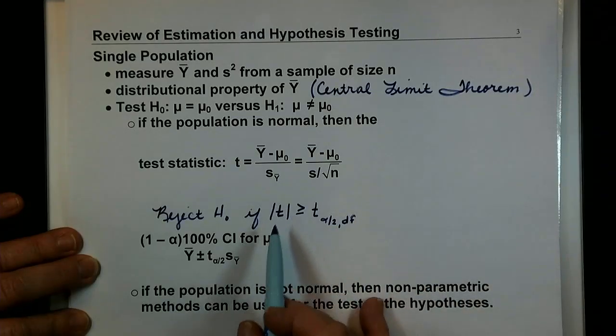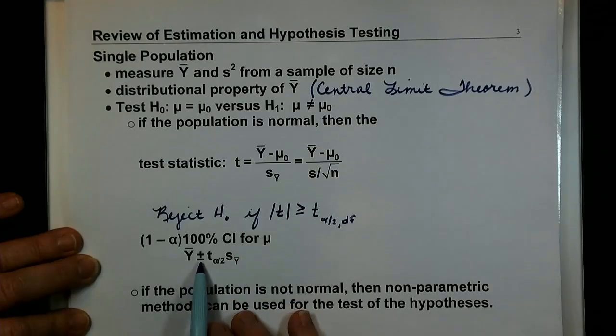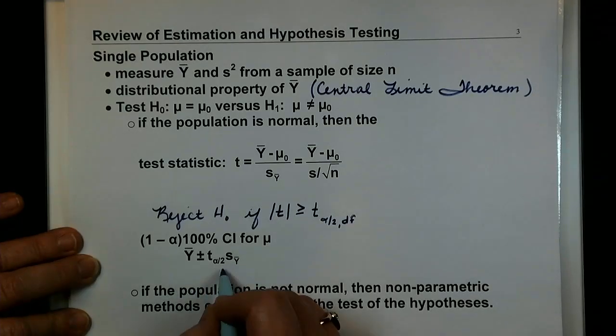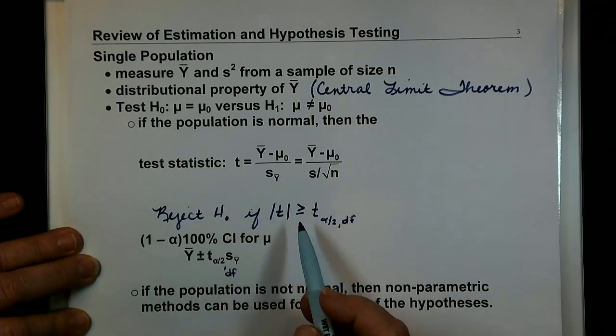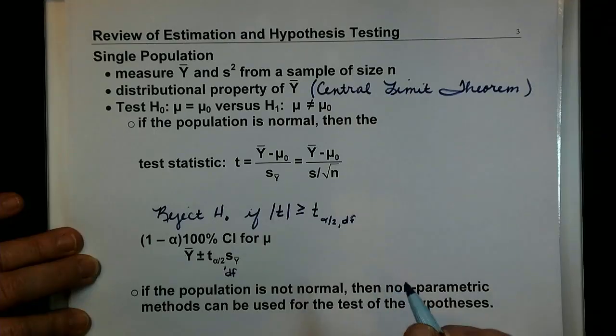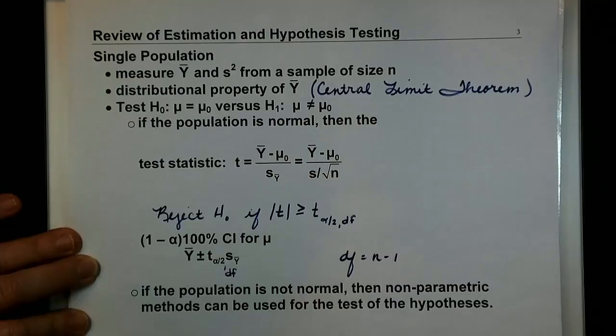And similarly, we would compute a confidence interval for mu. We'd take our sample mean plus or minus this critical t, determined by the degrees of freedom, times the standard error of the mean, the standard error being the denominator. The degrees of freedom for this application is n minus 1.